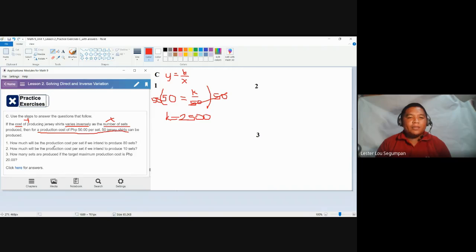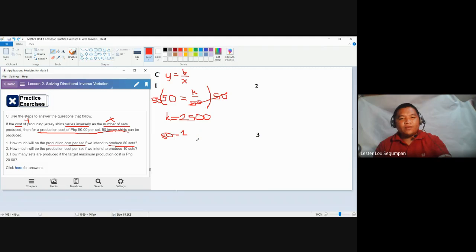How much will be the production cost per set if we intend to produce 80 sets? If we intend to produce 80 sets, so we have the production should be 80. So that's your y. So 80 is equal to your k is 2,500 per set.